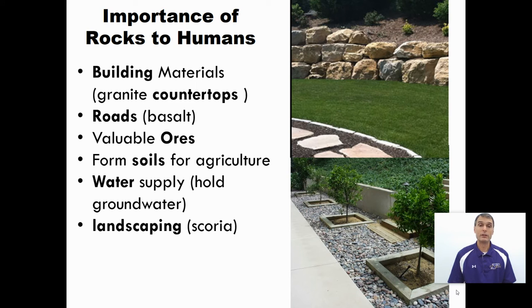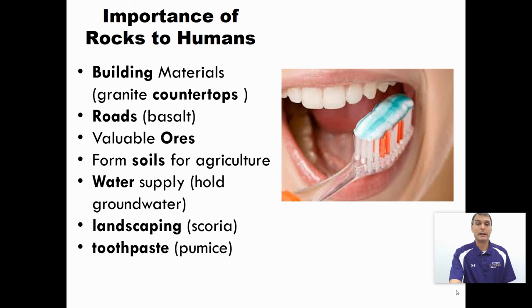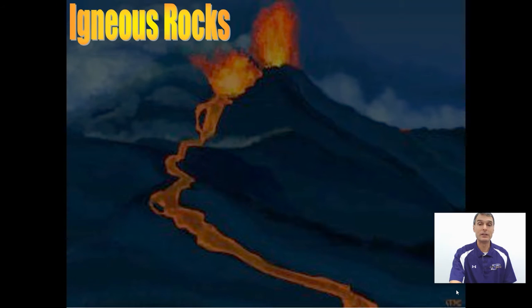So these are reasons why we use them. Now, we're going to switch to the back side of this paper, and we're going to learn about the first type of rocks, more specifics about them. One more. There is actually pumice in your toothpaste. It helps to scratch and whiten your teeth, okay?